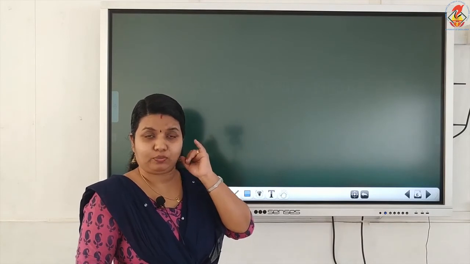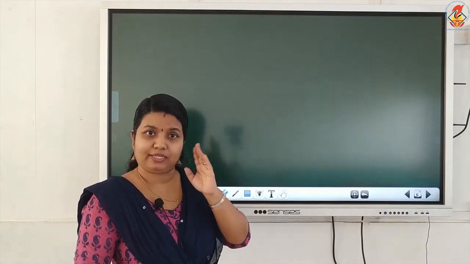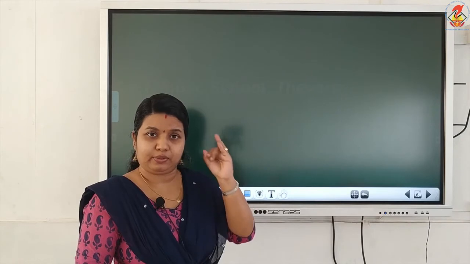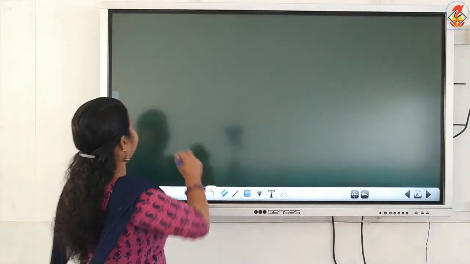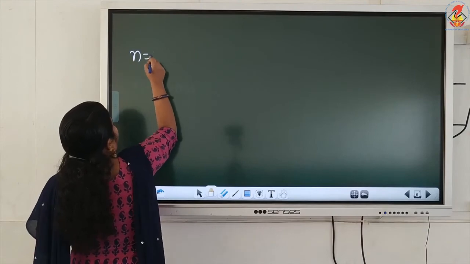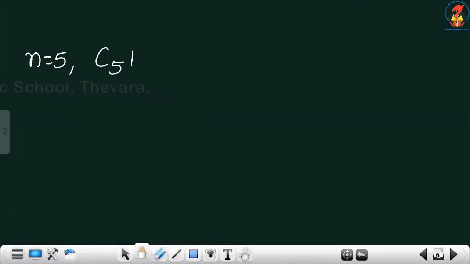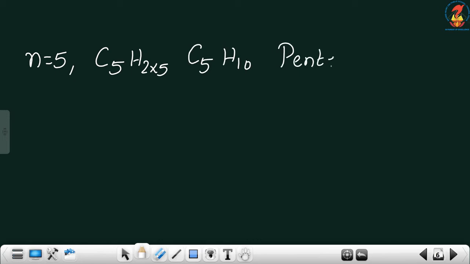First, n is equal to 1 is not possible. So, the first one is n is equal to 2, then n is equal to 3, n is equal to 4. So, this is the third member of this series. Now, n is equal to 5, C5, H2 into 5, making it C5H10. The name is pentene.